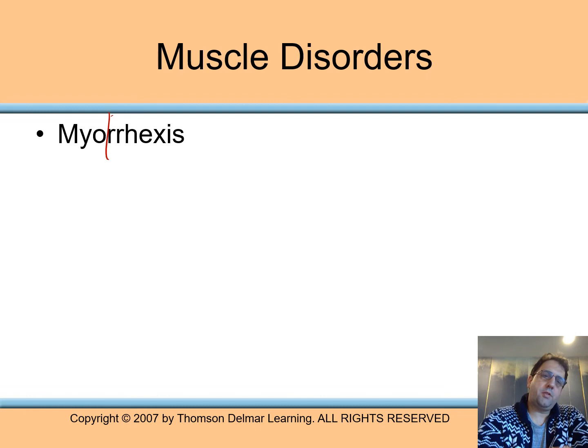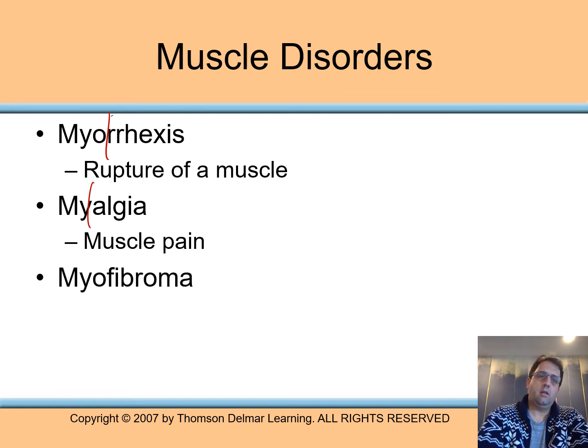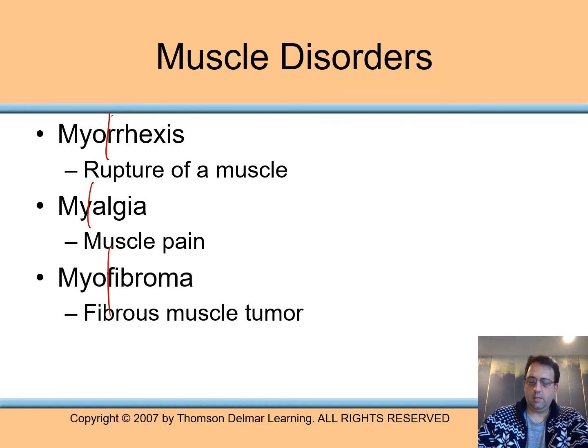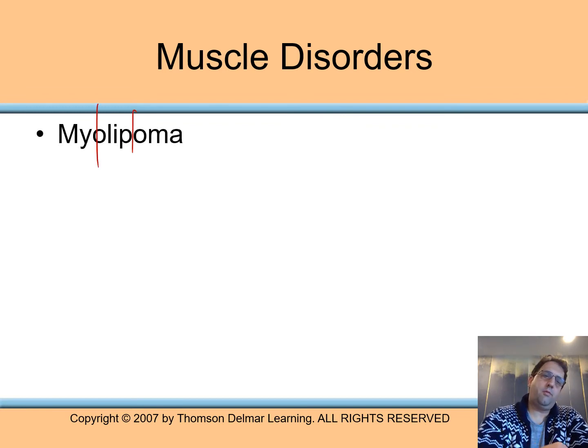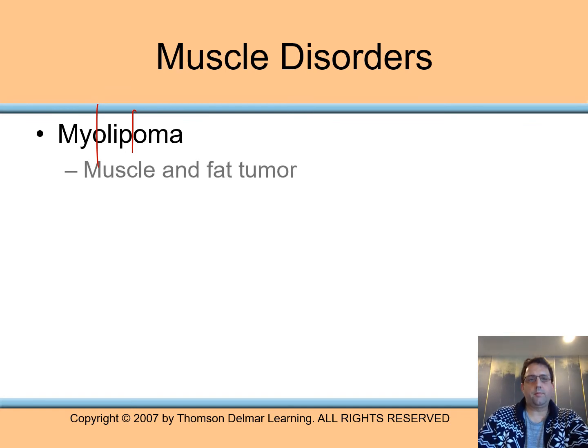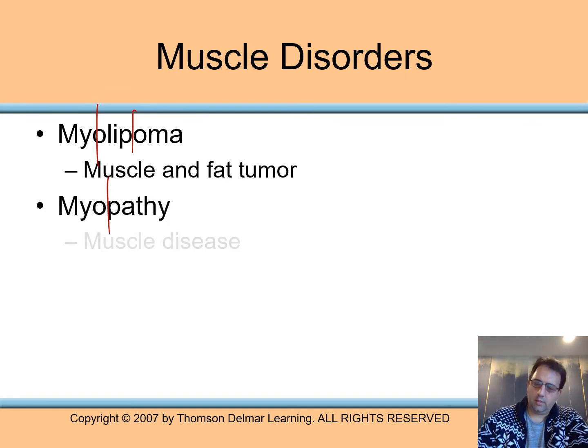Rhexis means rupture, so myorrhexis would be a rupture of muscle. Algia means pain, so myalgia is muscle pain. And a myofibroma, that would be a fibrous tumor of muscle. A myolipoma would be a fatty tumor found in muscle. Myopathy is any disease of muscle.